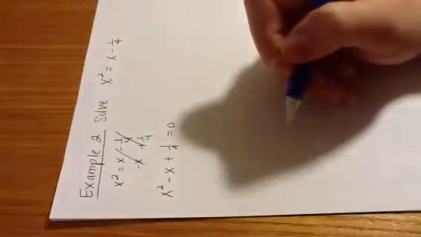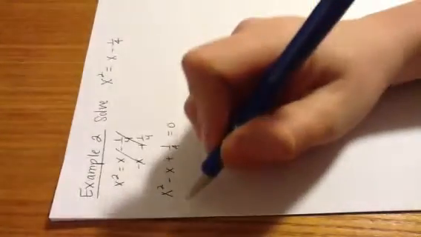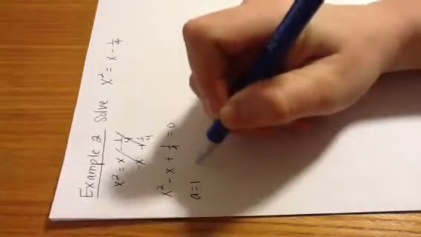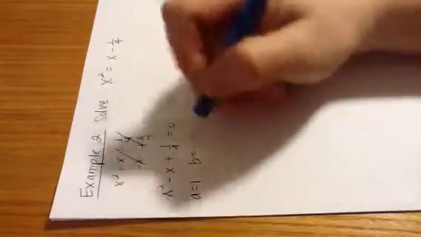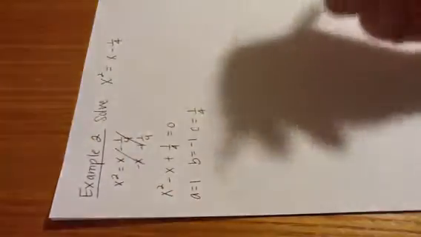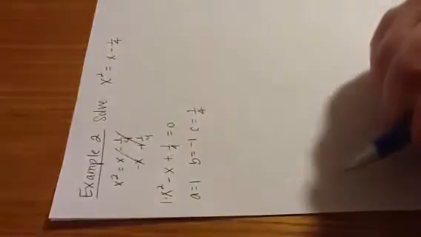Alright, and then what we're going to do is we have our a, b, and c, because it's ax squared plus bx plus c, so a is going to equal 1, b is equal to -1, and c is equal to 1/4. Alright, and you know that a is 1 because the coefficient of x squared is going to be 1.